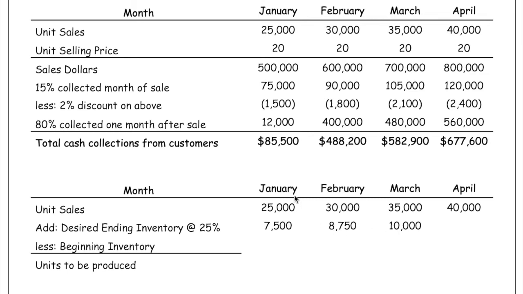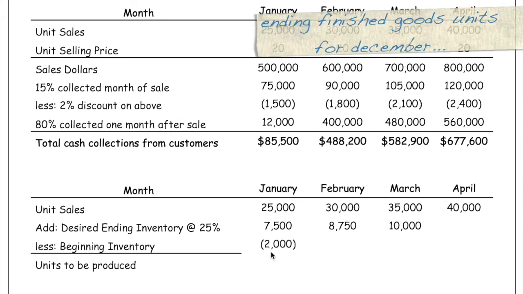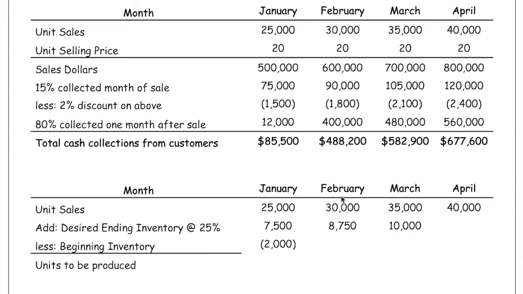Our beginning inventory in January is for 2,000 units. Try to be very careful. Sometimes they tell you the dollar value of the finished goods that are available at the start. What you really need is not the dollar value, but rather the number of units. The beginning inventory for the month of February is simply going to be the ending inventory of Jan. So the 7,500 that we ended off with in Jan, we're going to start off with in Feb. And that same logic can be applied to the month of March. So the ending inventory of Feb becomes the beginning inventory for March.